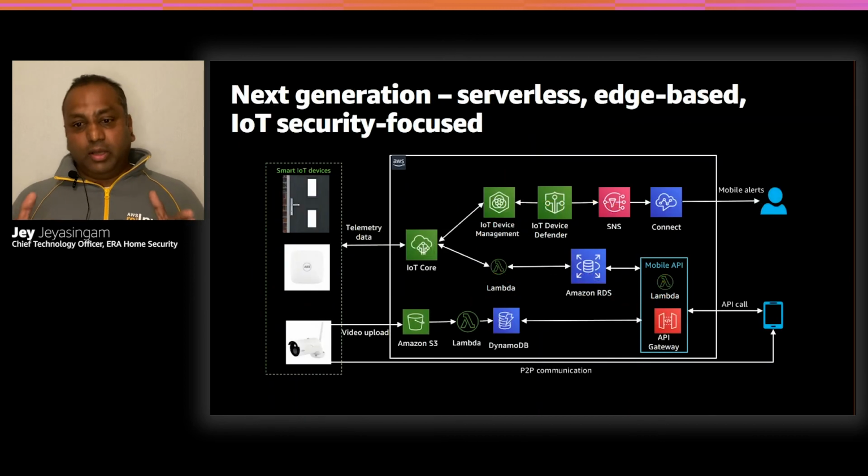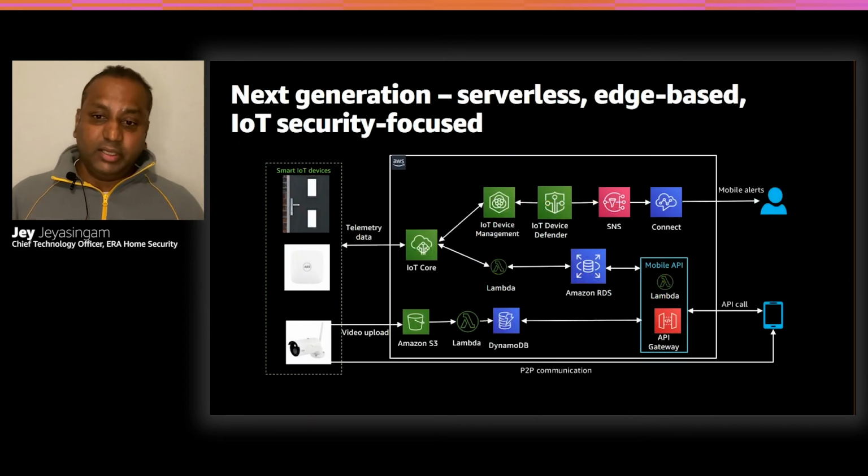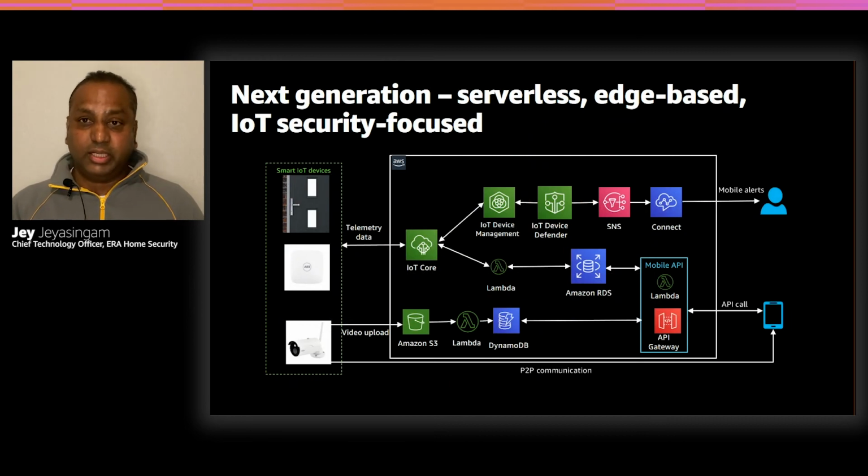So this is the new architecture that we came up with in 2018. Just want to take one example, which is the door lock. The door lock sends telemetry data for a couple of events that I can give you. One is when you are opening up the door, it sends data. If there's a low battery, it sends data. This data comes to IoT Core, and from IoT Core, it goes to Device Defender. Device Defender looks for unusual patterns, and then SNS and Connect, and if there is anything wrong, it calls our customer.